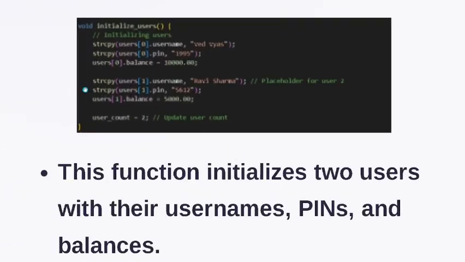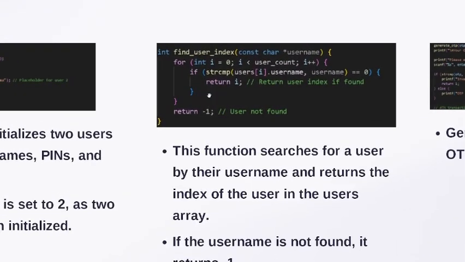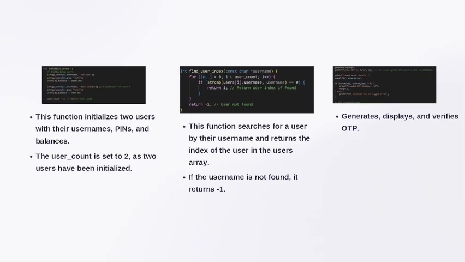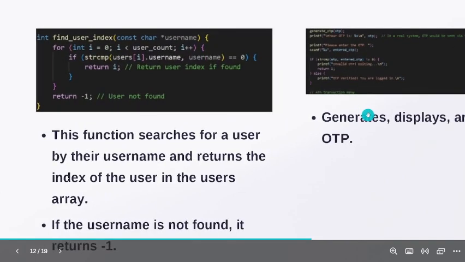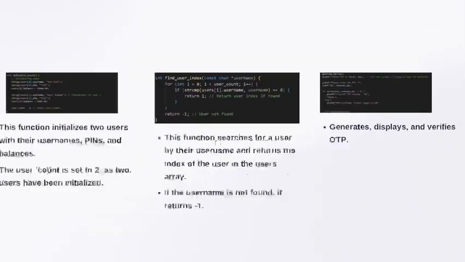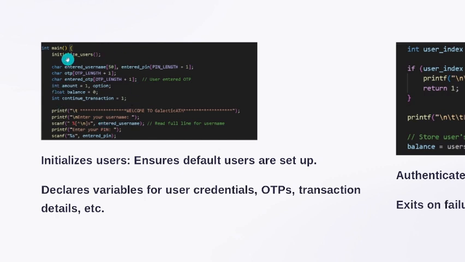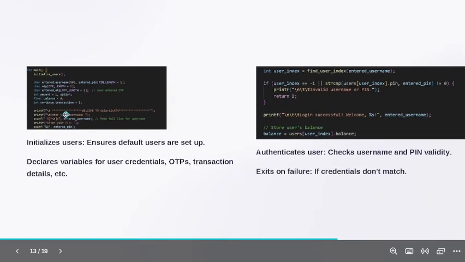This function initializes 2 users, as you can see, with their respective pins and balances. This function reads the username and returns the index of the user in the users array, and if the username is not found, it returns -1. Third, it will generate the OTP. Now initialize users as mentioned. Ensure default users are set up, with variables declared for user credentials, OTP, transaction details, etc.